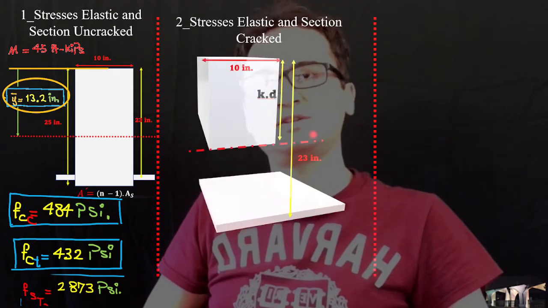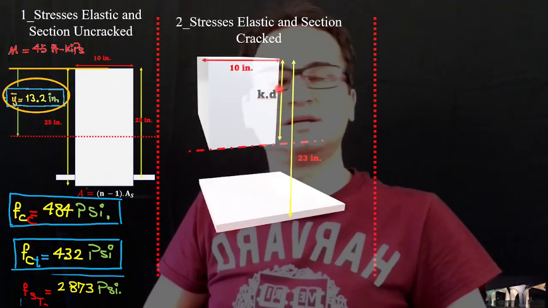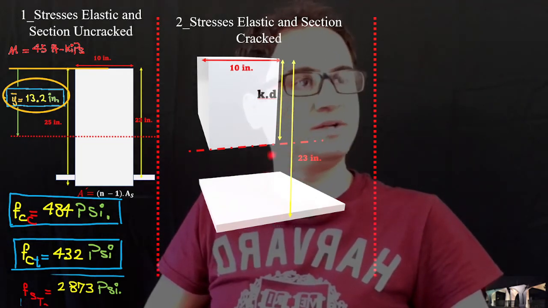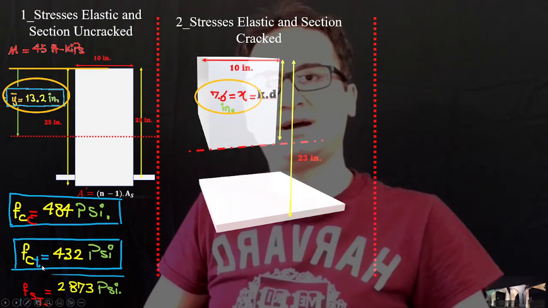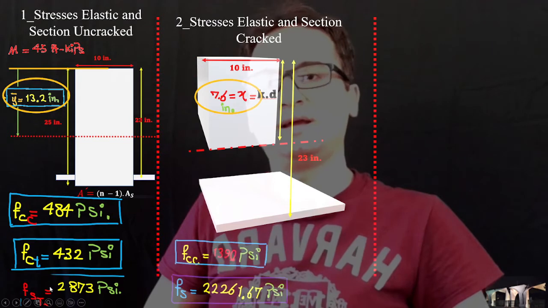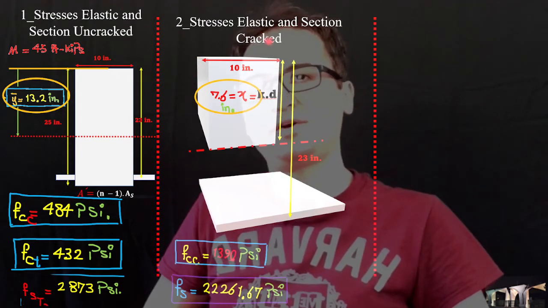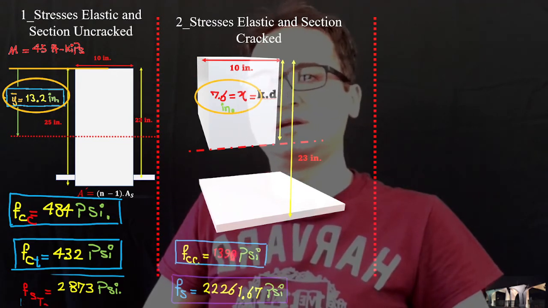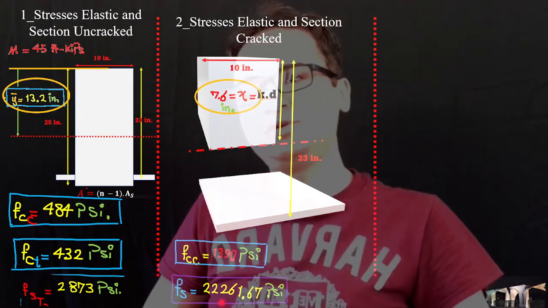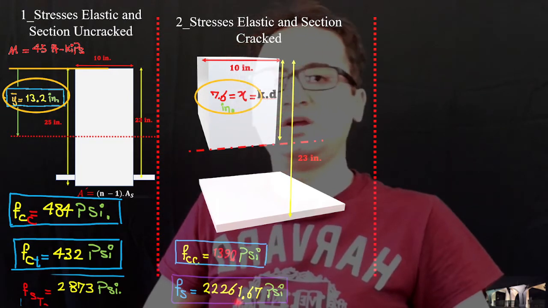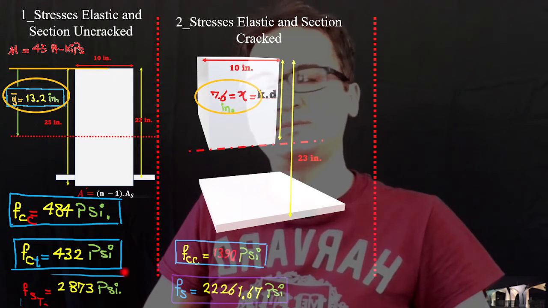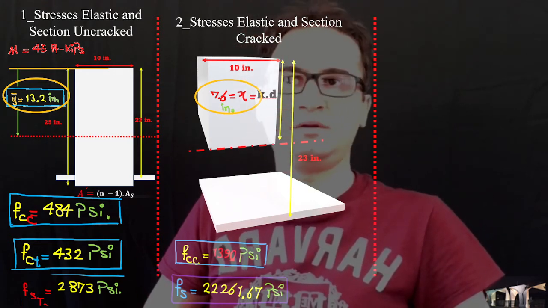Likewise, in the second scenario, we still have an elastic section, but the section is already cracked. In this case, the distance from the top edge is equal to 7.6 inches this time, and fc, the compressive stress of the concrete, is equal to 1319 psi, and Fs is 22,261.67 pounds per square inch. You can compare with the previous part and see it is much higher in numeric value.